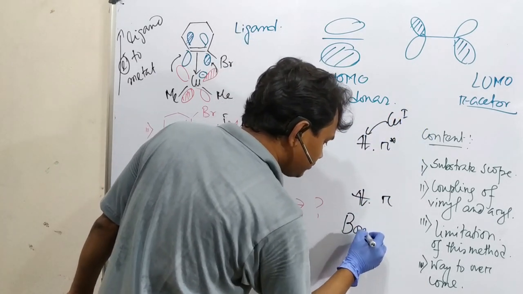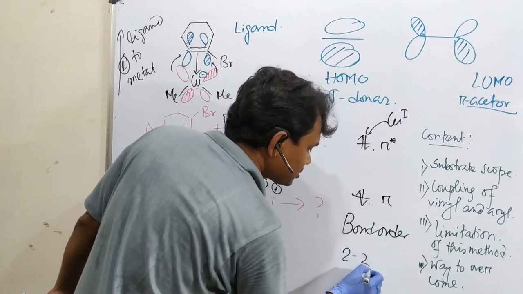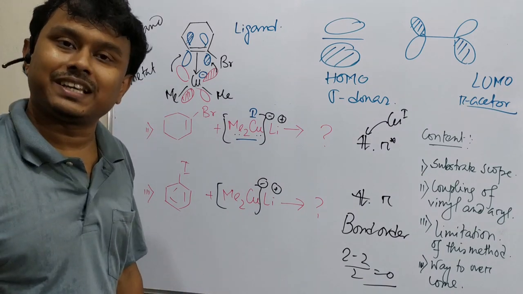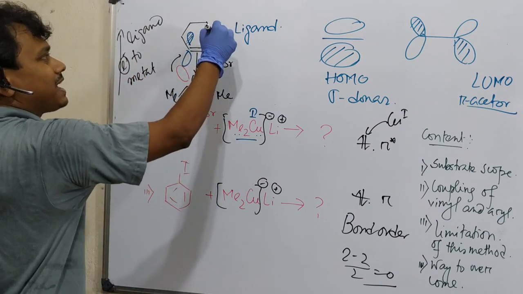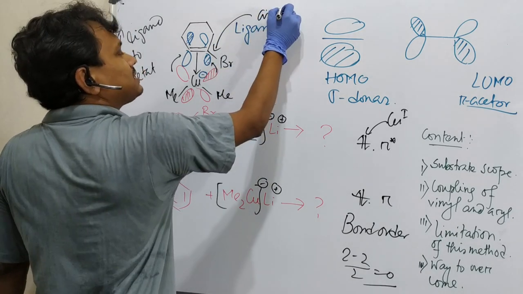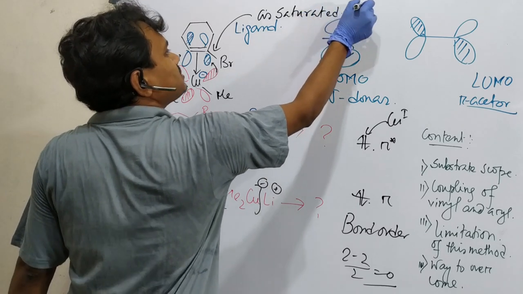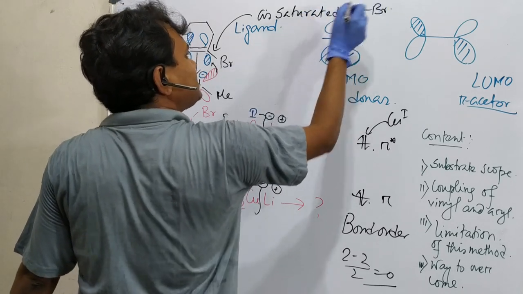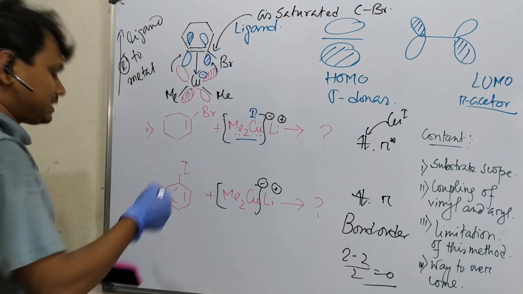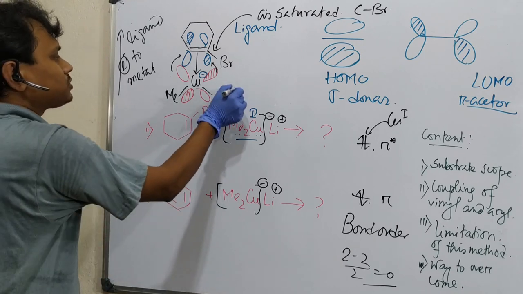The bond order is (2 minus 2)/2, equal to 0. So actually the double bond, the pi bond, doesn't exist. That's why it can behave as a saturated C-Br bond. It behaves like a saturated C-Br bond. Then, if it behaves like a saturated C-Br bond, this transfer of methyl is possible.